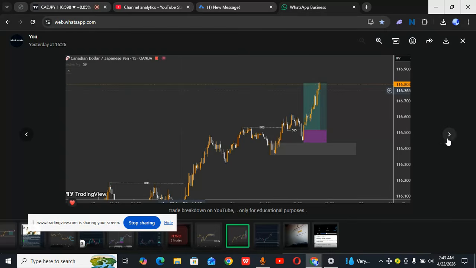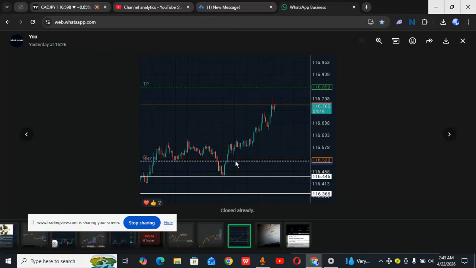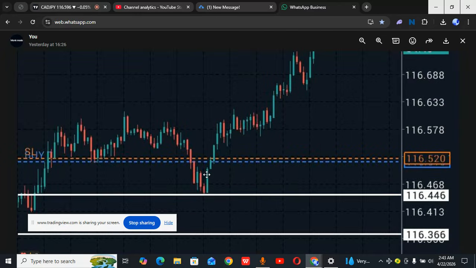So if you take a look at that screenshot, you will see that the entry was entered just after. This was the first candle and this was the second candle. So as you can see, after that second candle closed, that was when I entered it. So these things are not luck.